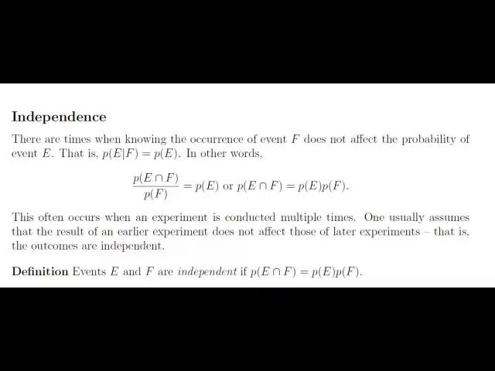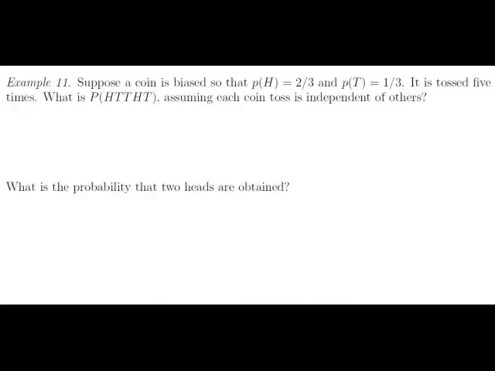So two events are independent if probability of E given F is the same as probability of E. So applying the formula we just learned, we see that given two events E and F, they are independent if probability of E intersection F equals probability of E times probability of F. So let's look at example 11.